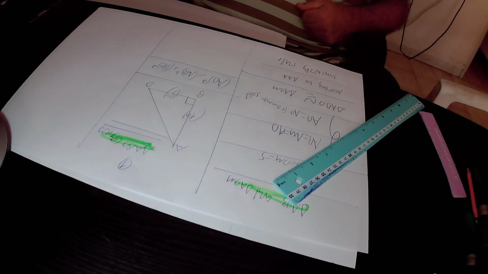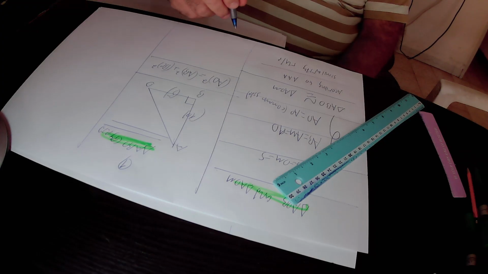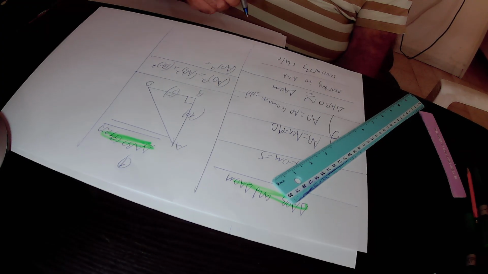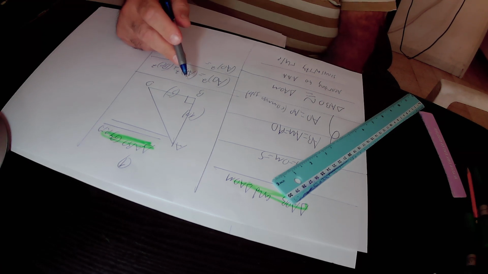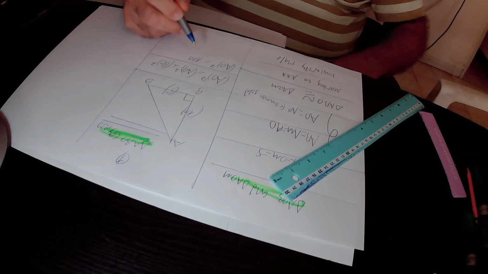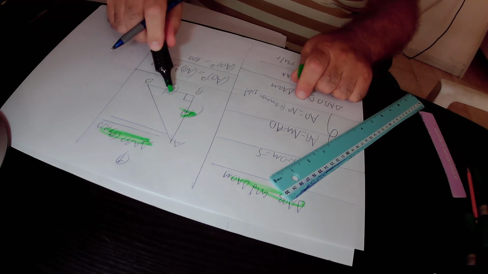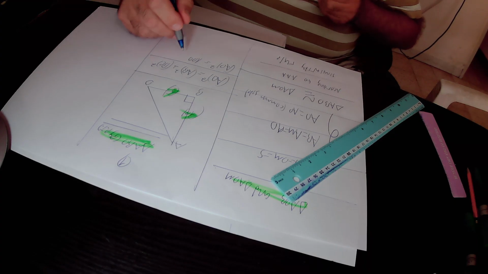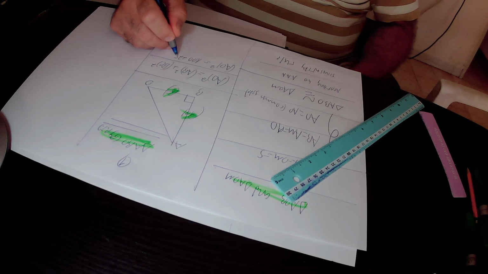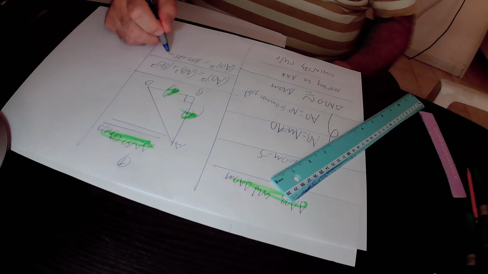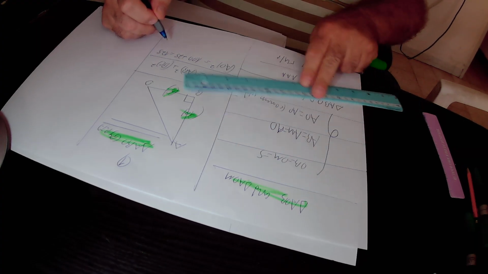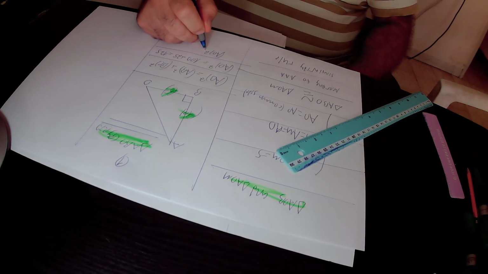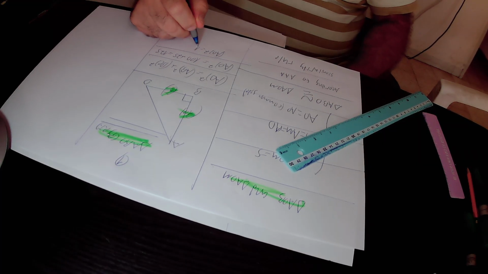AO is the missing side, so AO squared equals AB squared. AB is 10, therefore AB squared is 10 squared, it is 100, plus BO squared. BO is 5, therefore BO squared is 5 squared, it is 25. So in total, AO squared equals 100 plus 25, this is 125. AO squared equals 125.